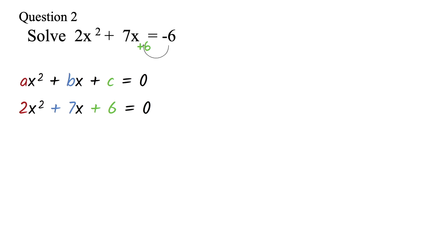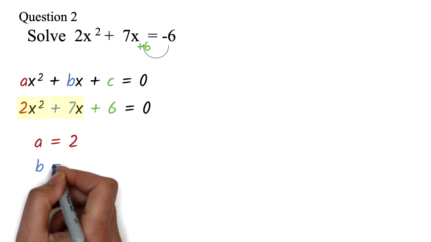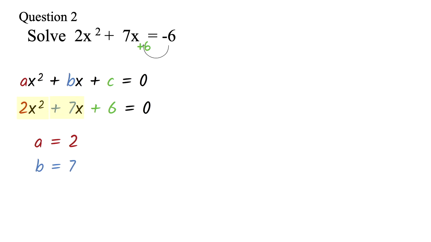In this form, the coefficient of the x squared, or the number with the x squared, is your a value. Here, the a value is 2. The b is the coefficient of the x, or the number with the x. So here, the b is 7. Then c is the constant. Here, the c value is 6. Now we put these values in our formula.